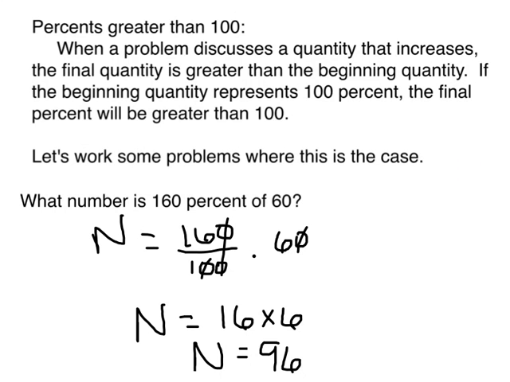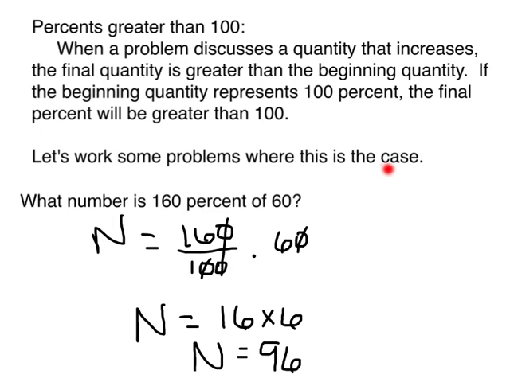All right, now sometimes we're going to have a percent greater than 100. When would that ever happen? Well, when you're a retailer, you buy products at wholesale cost, and then you do what they call markup, and you charge more for them than you paid. So you're going to mark them up more than the 100% that you paid. So that's a percentage increase. Alright, so when a problem discusses a quantity that increases, the final quantity is greater than the beginning quantity. So if the beginning quantity represents 100%, the final percent will be greater than 100.